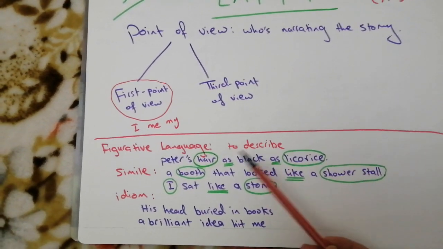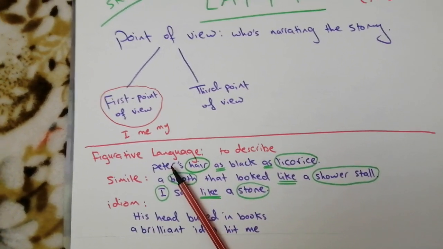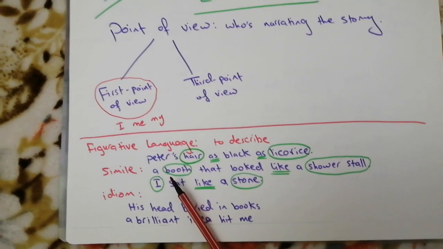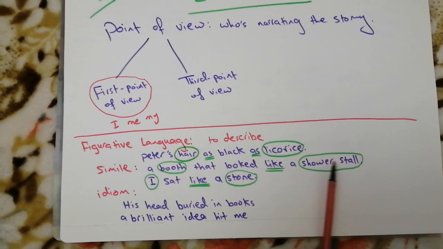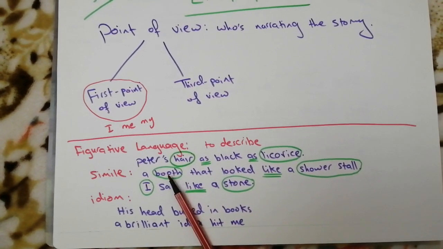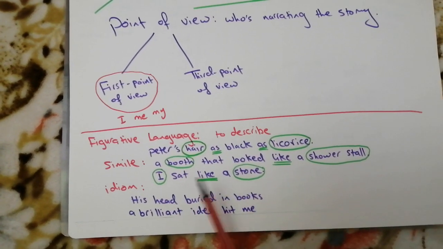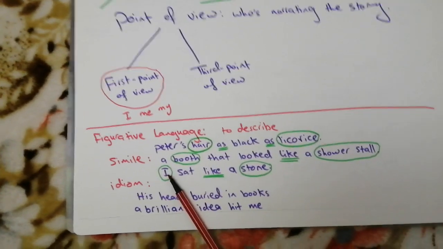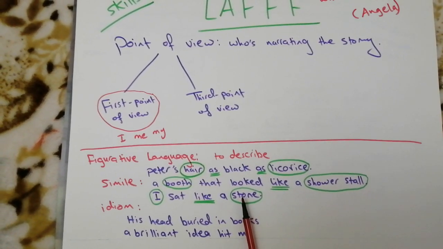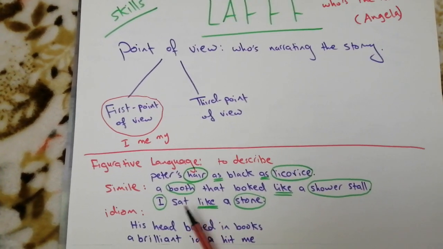And the similes in our story are Peter's hair as black as licorice, when the writer compares Peter's hair with licorice because it's black, using as. A booth that looked like a shower stall, a booth which is the time machine. The writer compared it with a shower stall, using like. And I sat like a stone, when the writer compared Angela, because this pronoun I refers to Angela, with a stone when she was surprised when she heard her name as a winner in the writing contest, using here like.